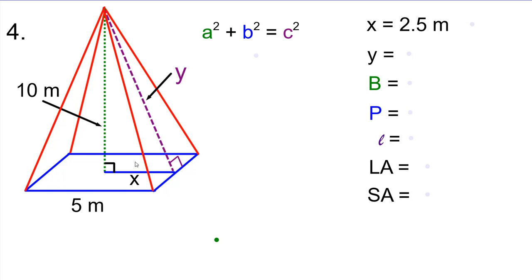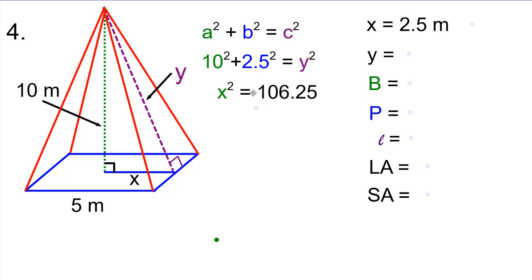All right, y. Once we know this is 2.5 meters, we want to solve for the value of y. If you notice, we have a right triangle here because this is orthogonal to the base. So we have to use the Pythagorean Theorem. We're solving for the hypotenuse. We have 2.5 and 10. So 10 squared plus 2.5 squared is equal to y squared. When we put that in the calculator, we end up with 106.25.